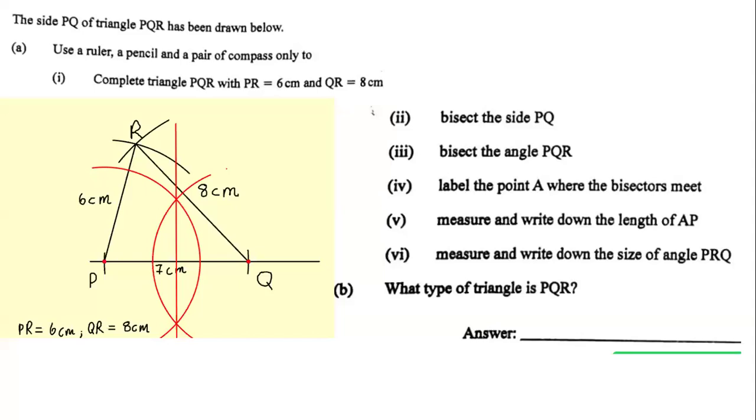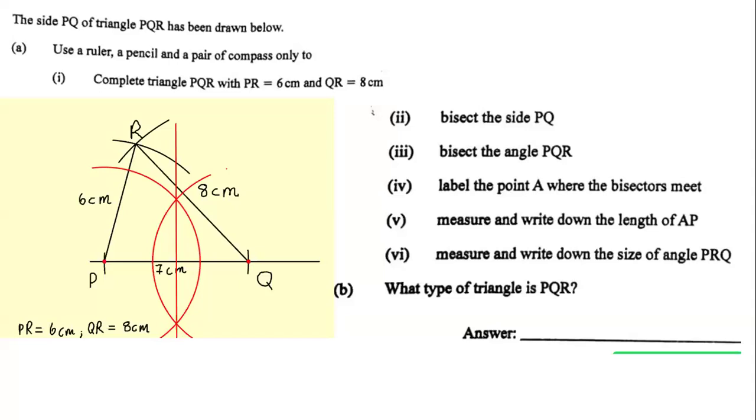Bisect the side PQ. 3: Bisect the angle PQR. 4: Label the point A where the bisectors meet. 5: Measure and write down the length of AP. 6: Measure and write down the size of angle PRQ. 7: What type of triangle is PQR? Okay, good.